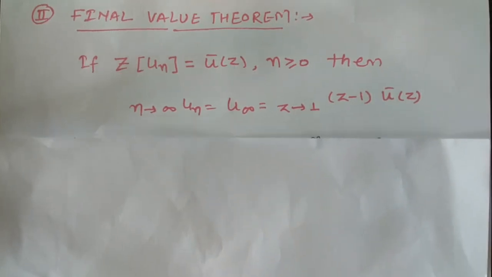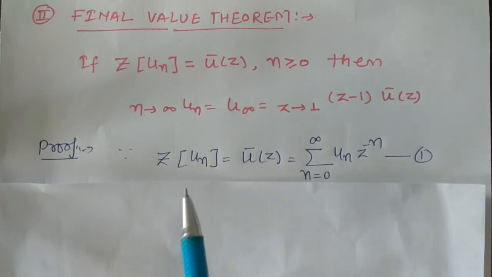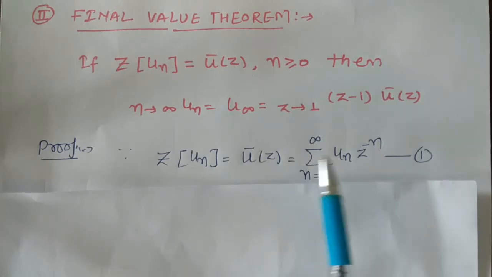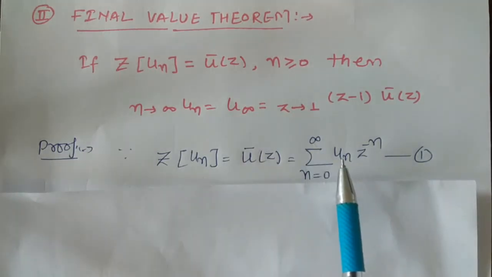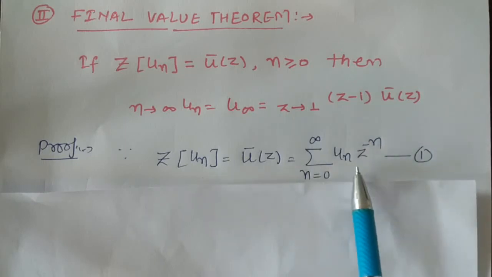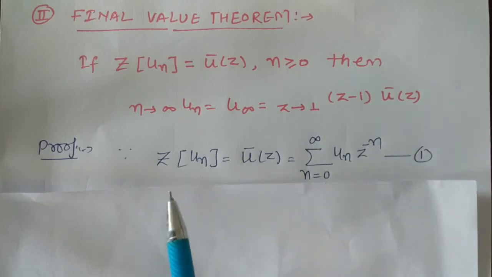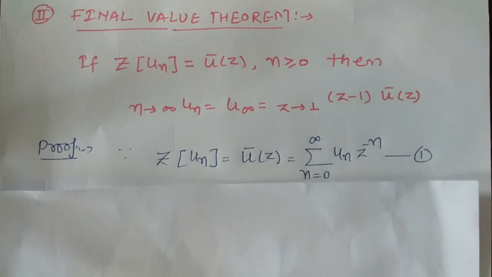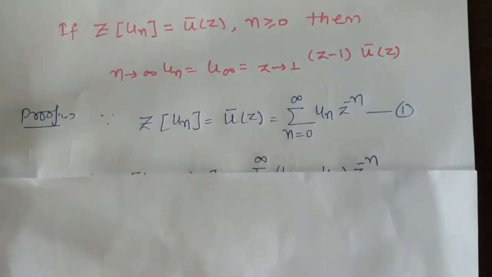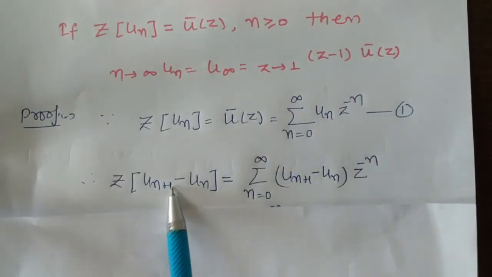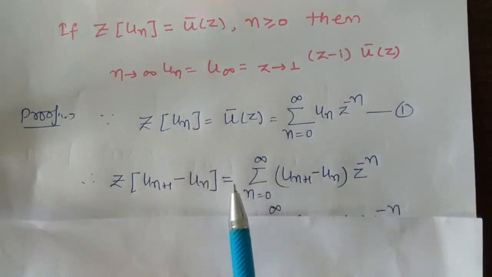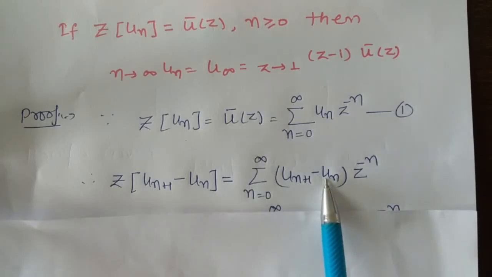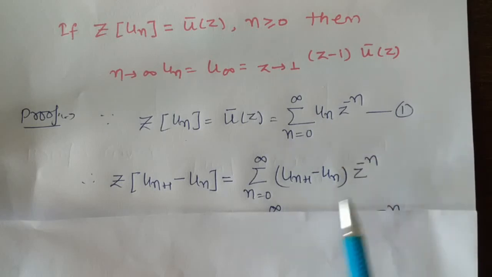So given the z transform of un is u bar z, which by definition is the summation n goes from 0 to infinity of un into z power minus n. Now we find the z transform of the sequence un plus 1 minus un. By definition, the z transform of un plus 1 minus un is given by the summation n goes from 0 to infinity of un plus 1 minus un multiplied by z power minus n.